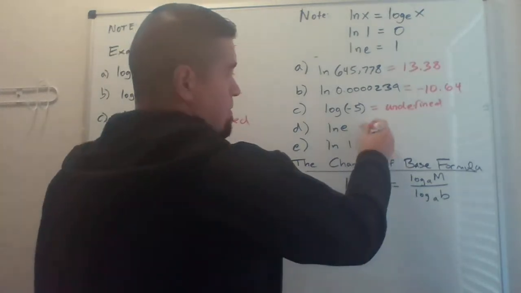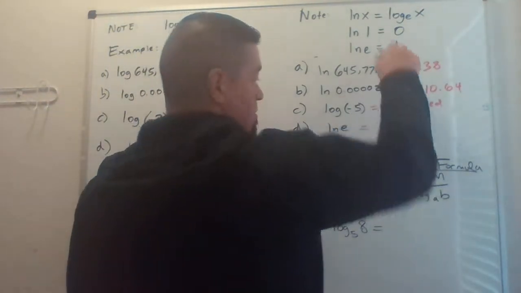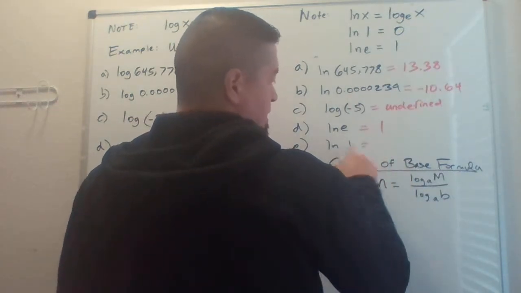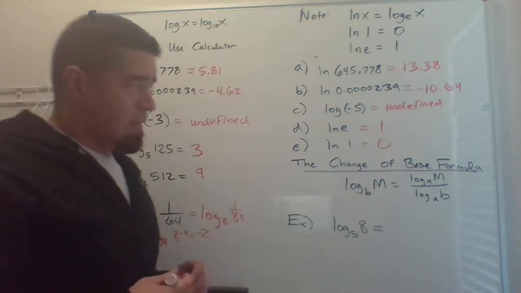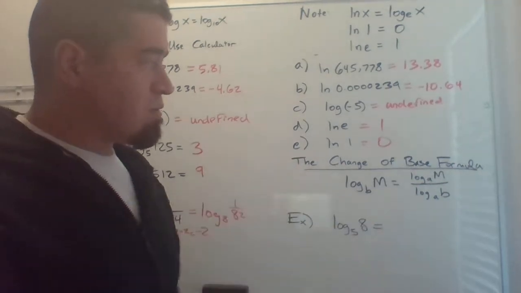And you can type in natural log of e, but that should just confirm our rule up here. And then you can type in natural log of 1, and e to the 0 power will always give you that. So the last thing to talk about on this part is the change of base formula.